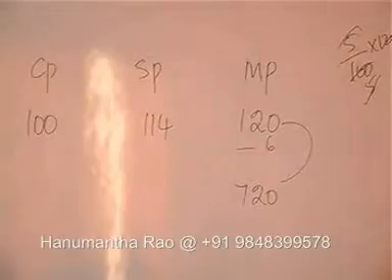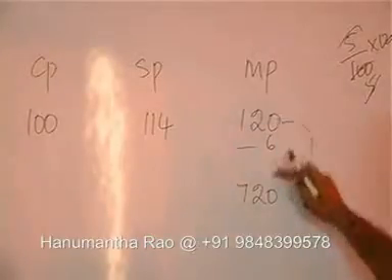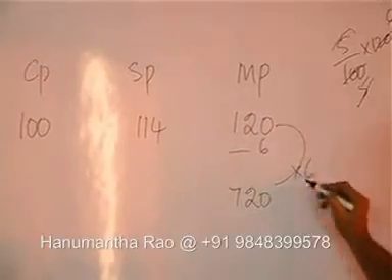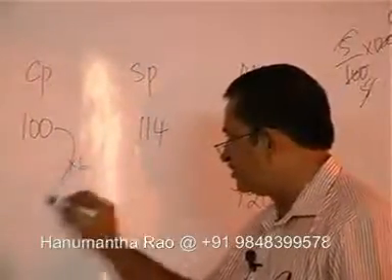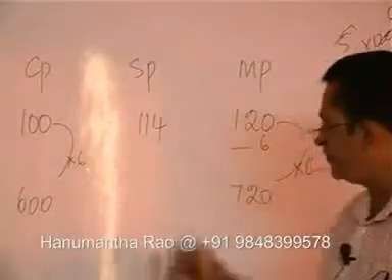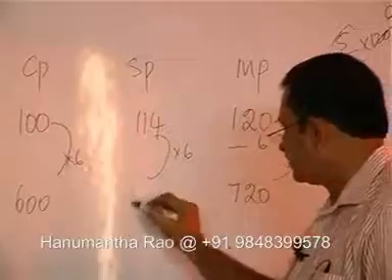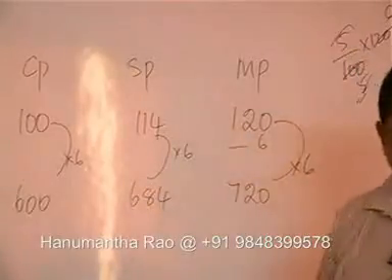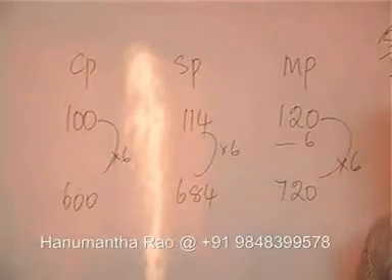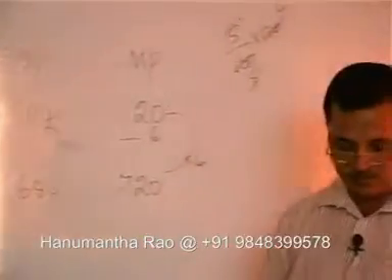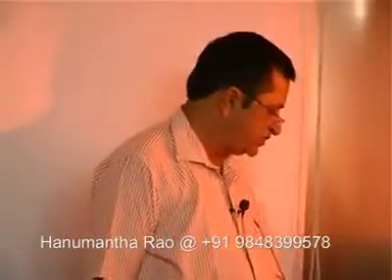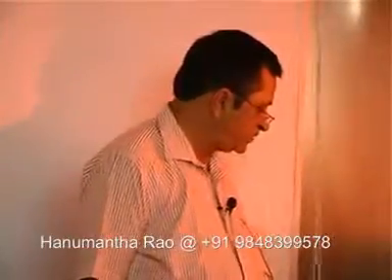Find the profit. See here, 120, 720 means the relation is into 6, is it not? So, into 6 means 600 should be the cost price. Into 6 means 684 should be the selling price. 720 is the market price. Profit percent he asked? See, so he asked only the profit. The profit is 84 rupees.